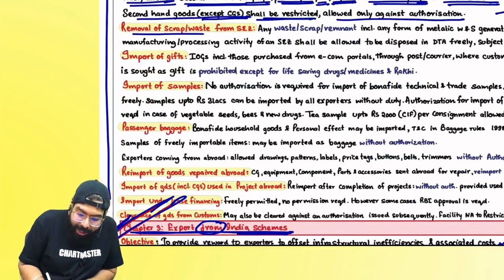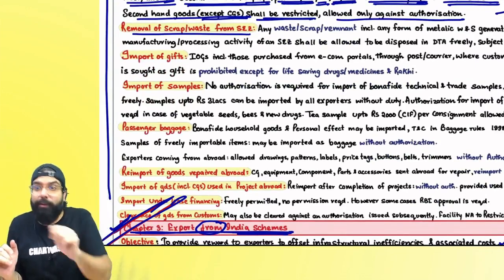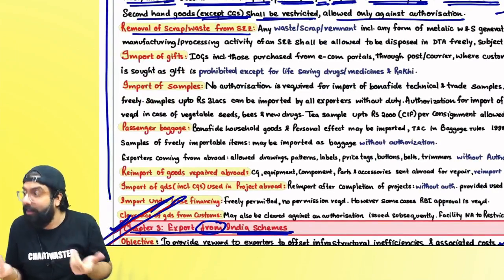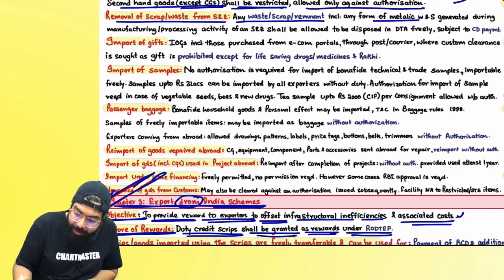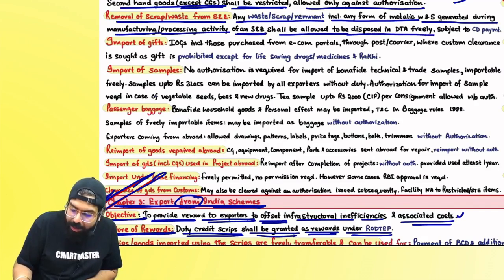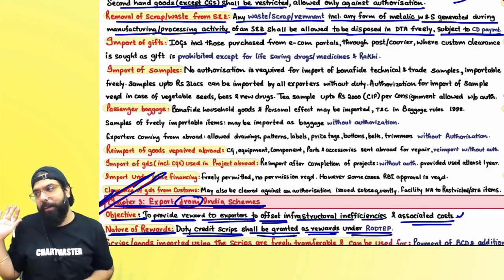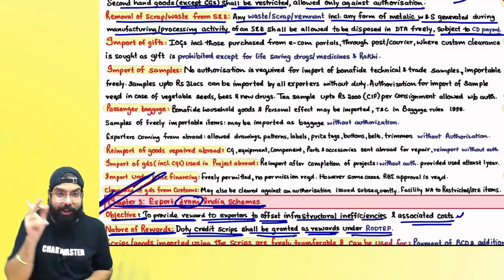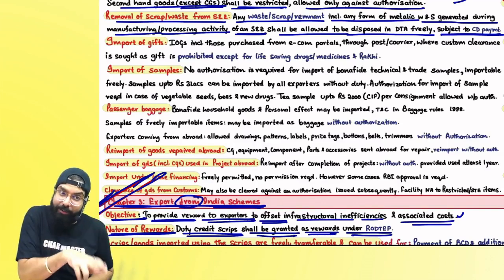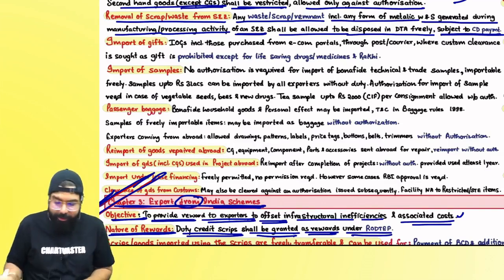Next, scrap from an SEZ. If you clear it in the domestic tariff area, then see here: any waste or scrap or remnant, including any form of metallic waste or scrap generated during manufacturing or processing activity of an SEZ, shall be allowed to be disposed of in the domestic tariff area freely, subject to payment of customs duty. Because when the SEZ got goods from outside India, it did not pay any duty. When you are clearing in the domestic tariff area, you are required to pay customs duty.